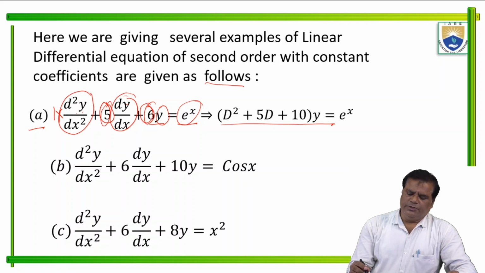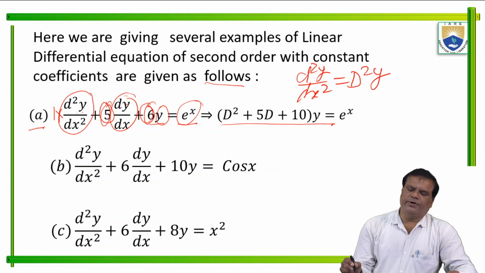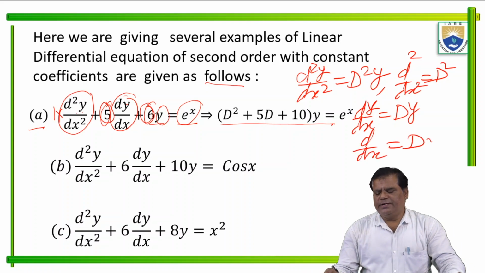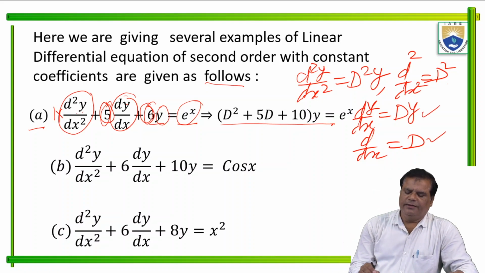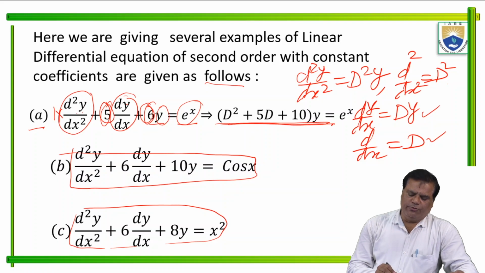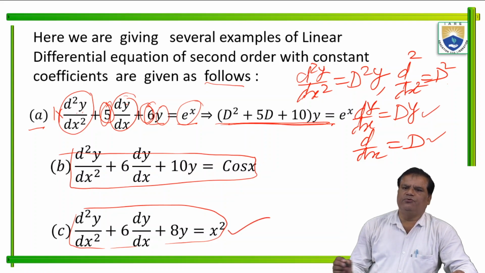How can we write this form? d2y over dx2 we can write as D square y, because d over dx is D. Now dy over dx is Dy, and d2y over dx2 is D square, where d over dx is capital D. These are the representations. After putting these values here, we can write the equation in this form. This is also a differential equation of second order with constant coefficient. This is the second example. Similarly, this is the third example: d2y over dx2 plus 6 dy over dx plus 8y equal to x square.